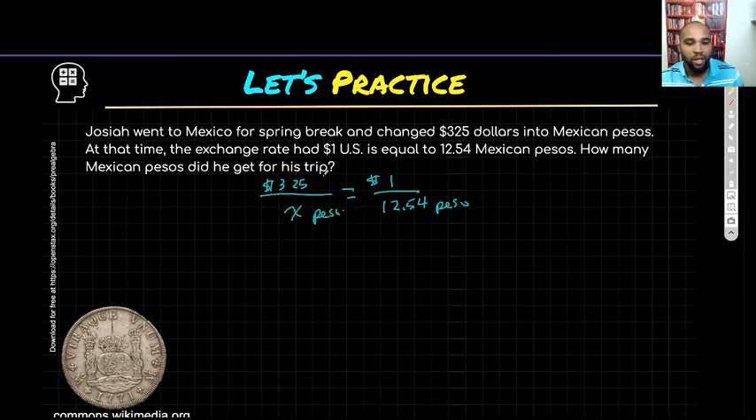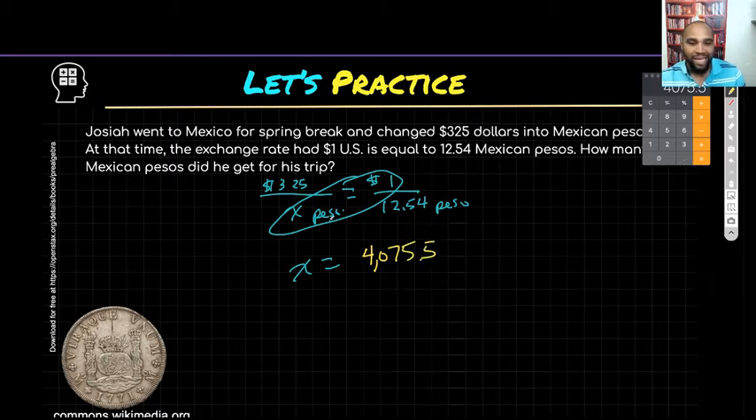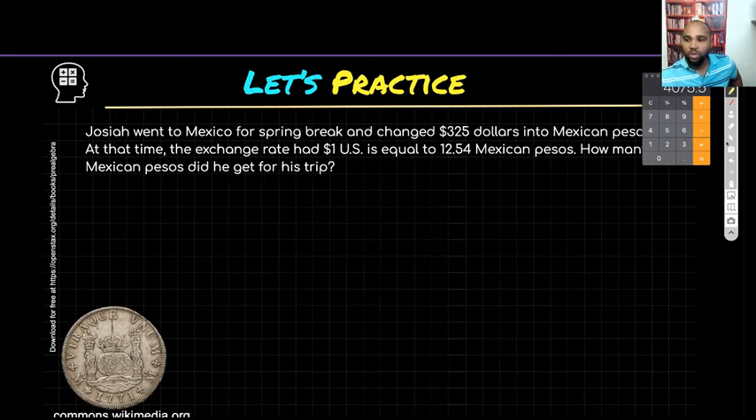Notice again, I kept my dollars up top and my pesos on the bottom. And now it becomes easy. X times 1 is just X. 12.54 times 325 is going to give me my answer. I'm going to go ahead and put that in. 12.54 times 325 gives me 4,075.5. And answering that question, I need to put pesos. So that's how many pesos we can get for $325. Those are both equal.